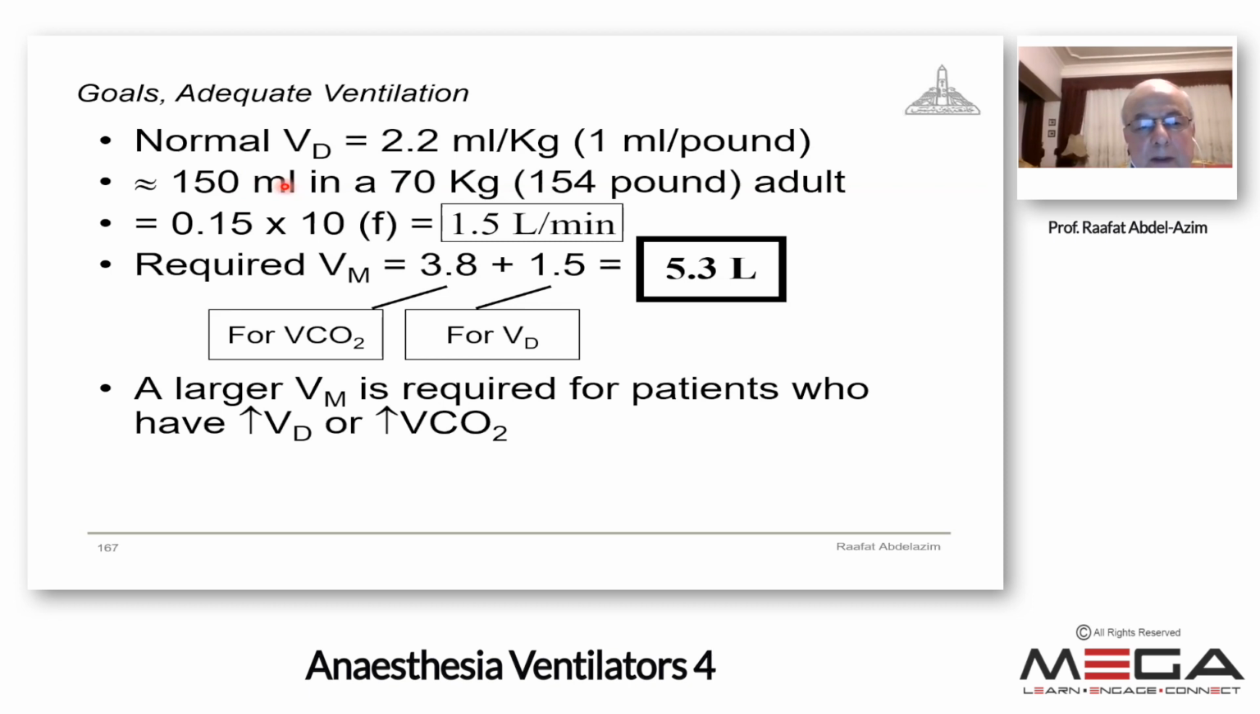This is in one tidal volume. Suppose the frequency, that is the respiratory rate, is 10. So in 1 minute, we need 0.15 liters times 10, that is the frequency. It equals 1.5 liter per minute.